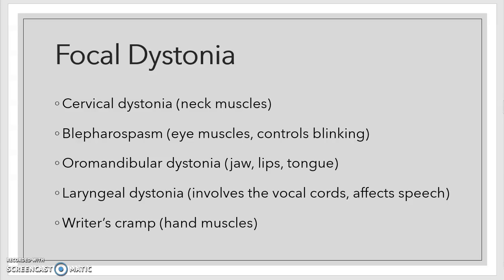Cervical dystonia, which affects the neck muscles. Blepharospasm, which causes forcible contraction of the eye muscles that control blinking. Oromandibular, which controls the jaw, lips, and tongue. And laryngeal, which involves the vocal cord muscles and affects speech. And then there's writer's cramp, which affects the hand muscles.